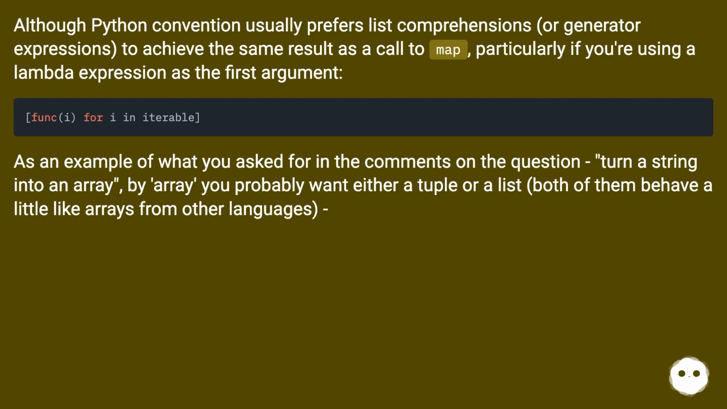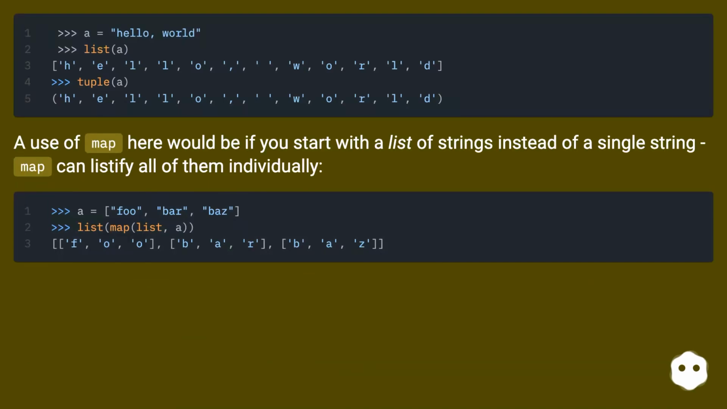As an example of what you asked for in the comments on the question, turn a string into an array. By array you probably want either a tuple or a list. Both of them behave a little like arrays from other languages. A use of map here would be if you start with a list of strings instead of a single string. Map can listify all of them individually.